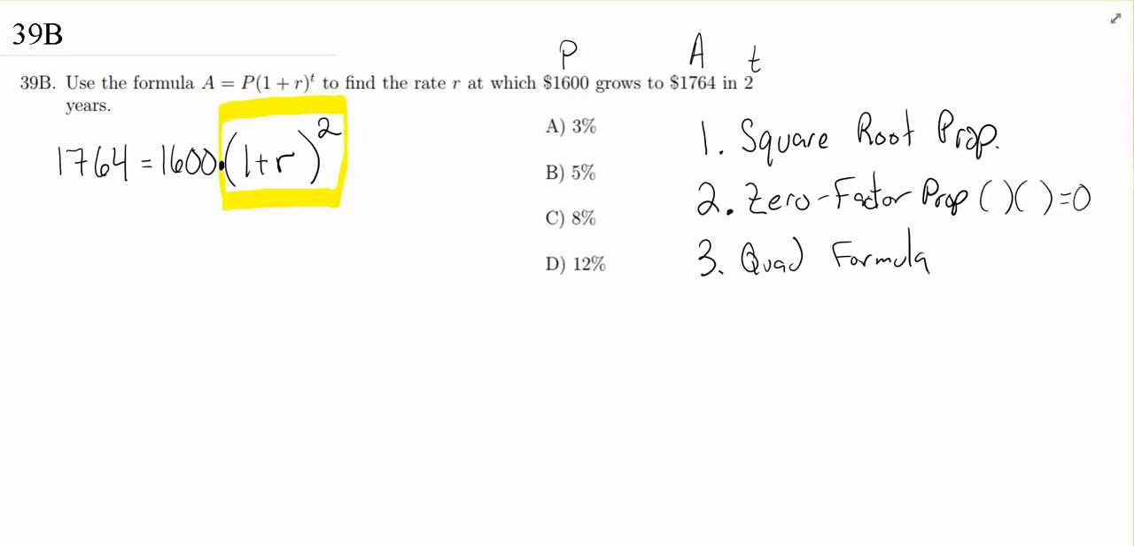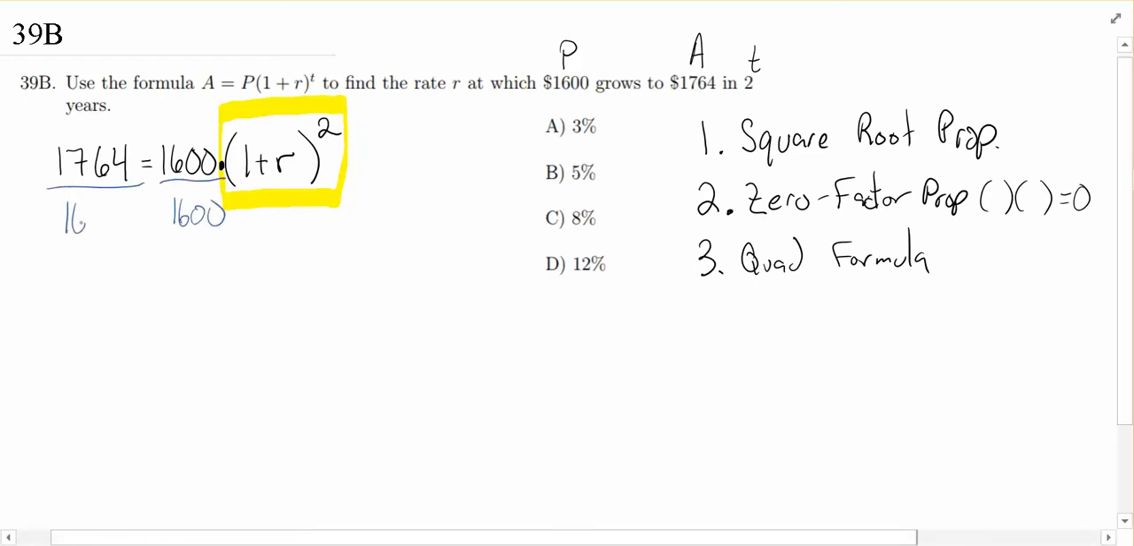You got to square the 1 plus r correctly first, getting 1 plus 2r plus r squared. Then distribute the 1600 throughout those three terms. Then subtract the 1764 to the other side. Then apply the quadratic formula properly. That's a lot of steps with a lot of places to make errors, when realistically this problem should be really simple. So to use the square root property, we're going to try to get the squared part, the stuff I have in highlighter, by itself.